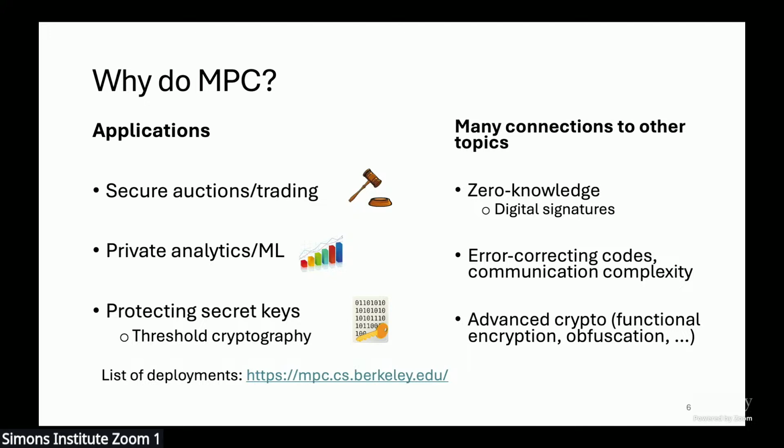where on the one hand, we have things like MPC in the head, which can be used to build zero-knowledge proofs, and also zero-knowledge itself can be used to enhance security of MPC protocols, and other connections like error-correcting codes, communication complexity, and other advanced functionalities like functional encryption and obfuscation, which often use tools that were first developed in the context of MPC. So chances are, if you're doing some kind of crypto, you're probably touching on aspects of MPC.